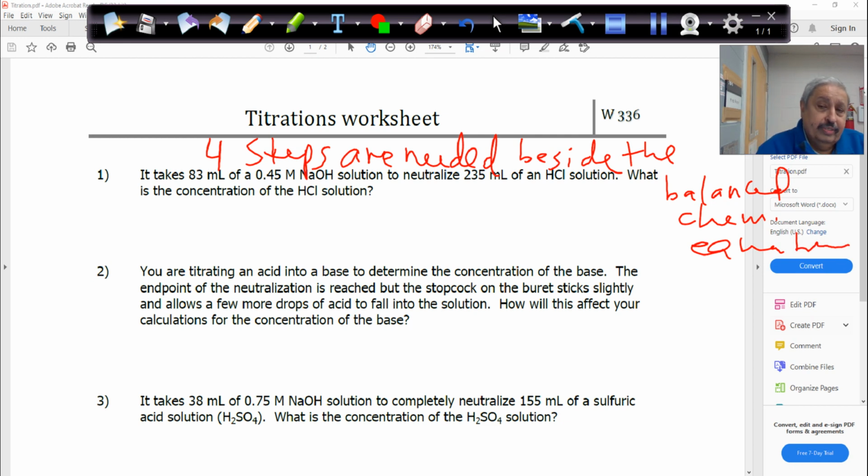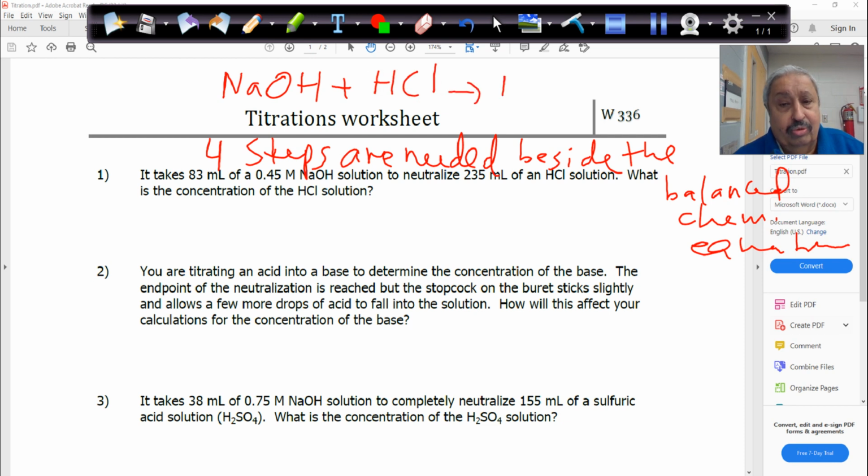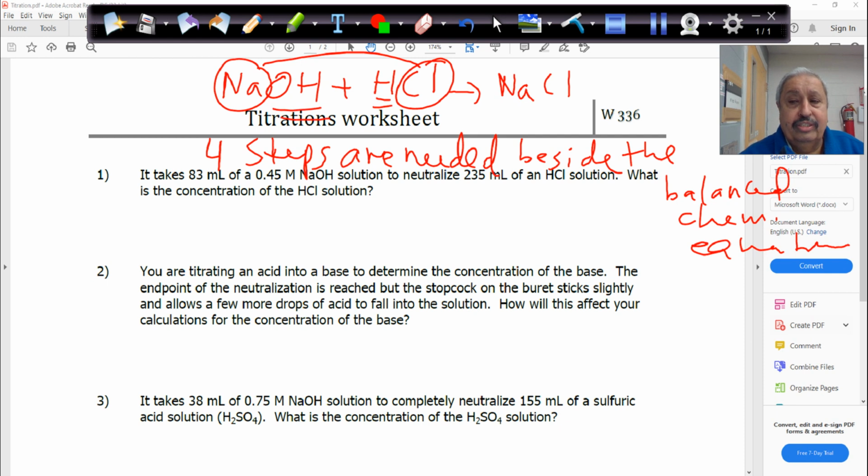Okay, so those things you have to watch for. So we don't know the equation. So we have sodium hydroxide and HCl. So sodium hydroxide, that's the balanced chemical equation, plus HCl. Base plus acid will give me salt. Double displacement: this will take the chlorine, NaCl, and the OH will take the H, plus H2O. H2O is HOH.